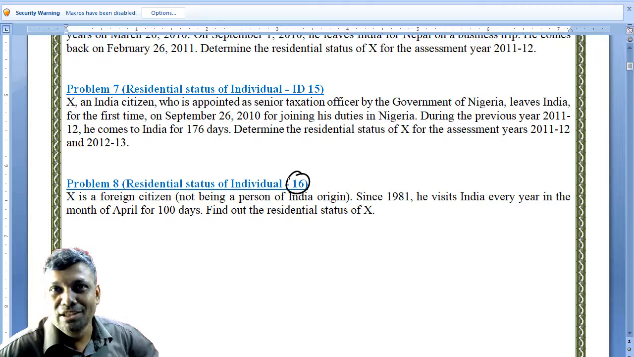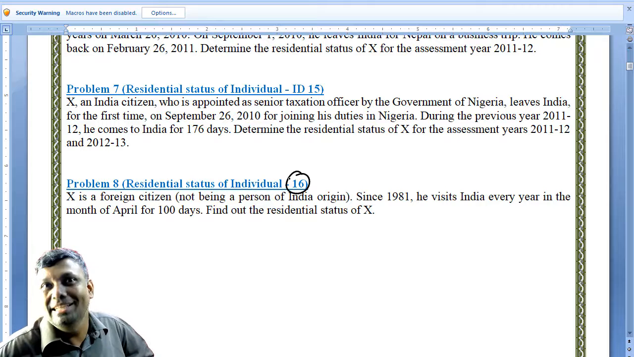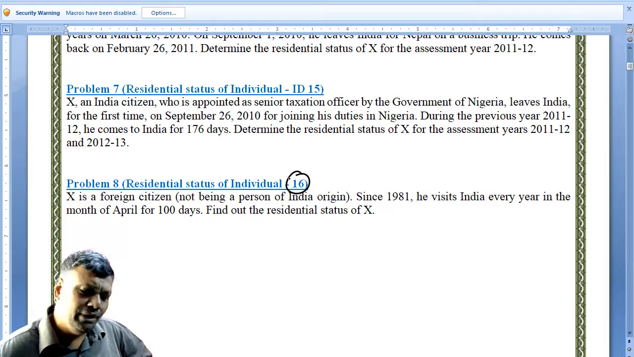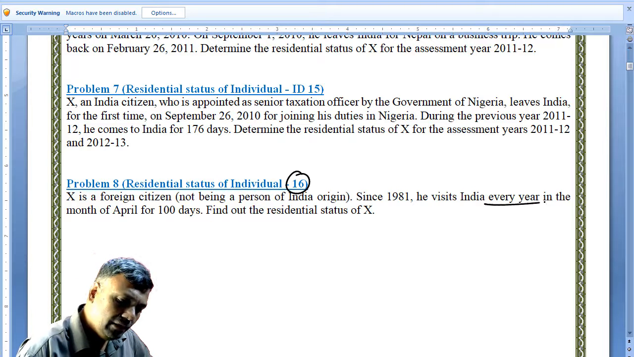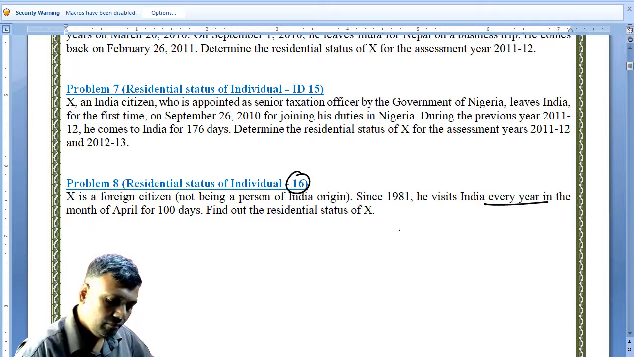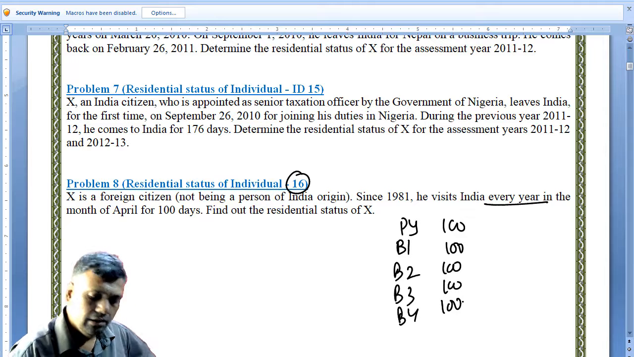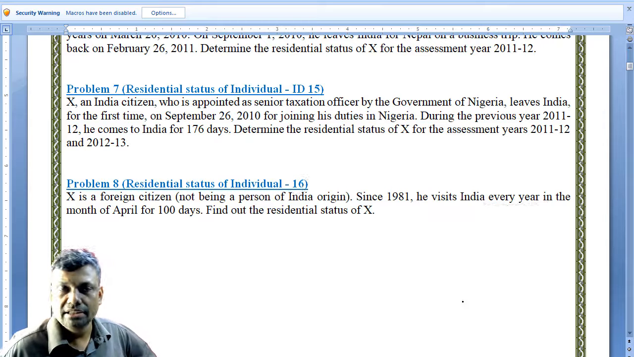So in examination conditions, friends, don't question the question, you have to answer the question, okay? So don't develop that kind of tendency. It's printed in the question that every year he comes. So previous year 100, before that 100, every year he is coming 100, 100, 100. How should this kind of question be interpreted? Just understand.